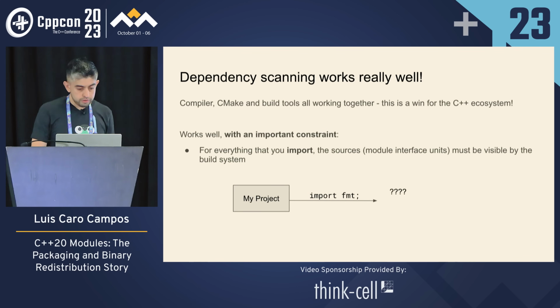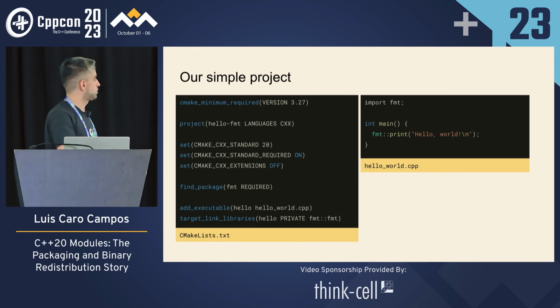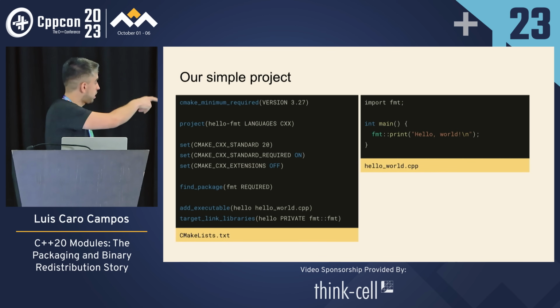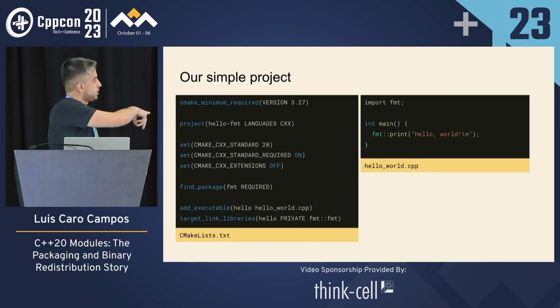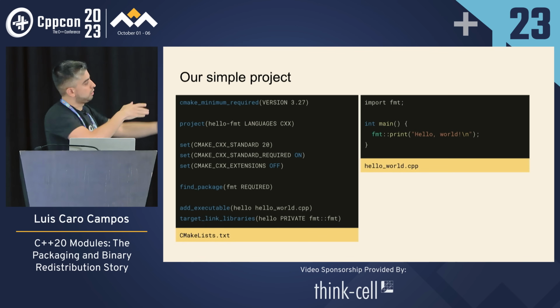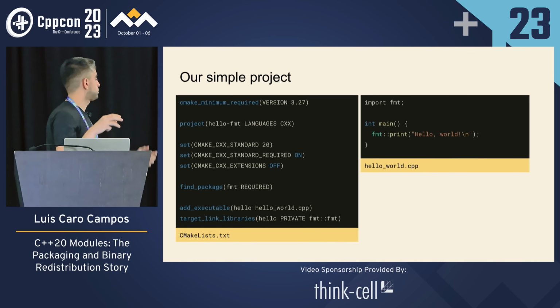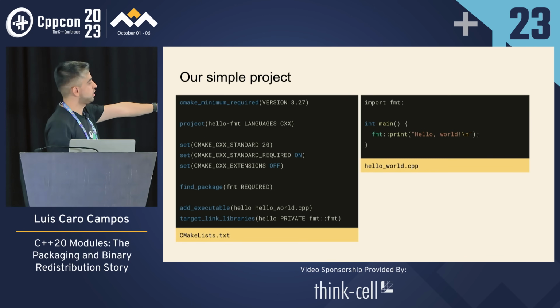So what I've been experimenting with and I'm here to talk about today is, let's say I have this toy project on the left. I have a project where I find_package FMT in CMake, and I want to build that executable there on the right, which is the one I've been showing. And what I want is to only change the C++ file from including the FMT header to an import, and expect everything else to remain the same. So I don't really want to have to change anything here.